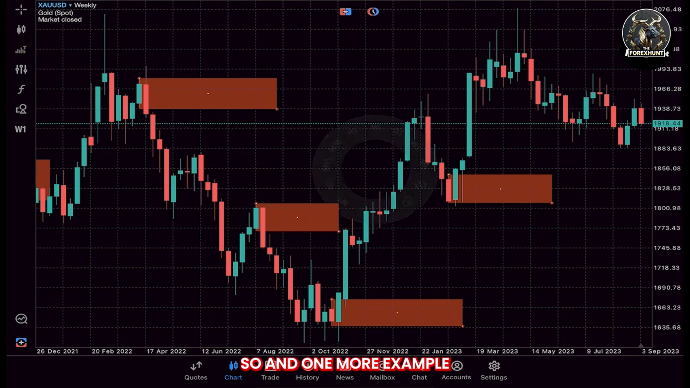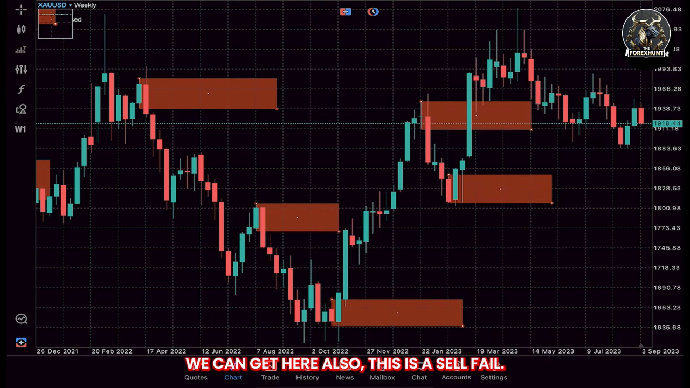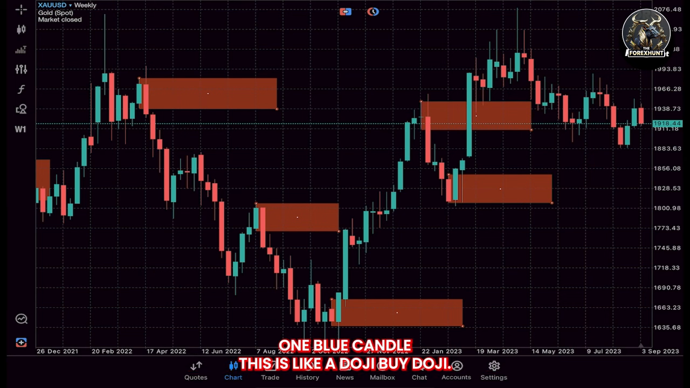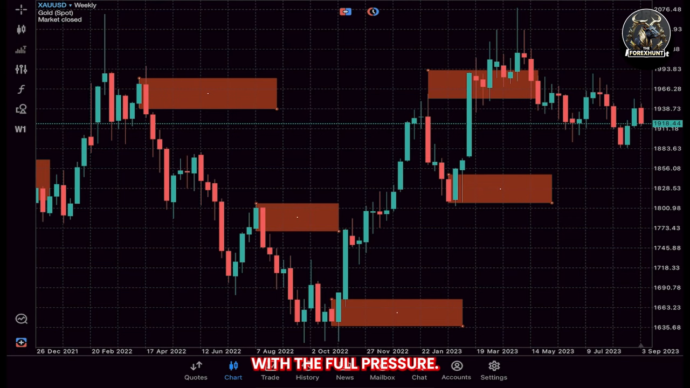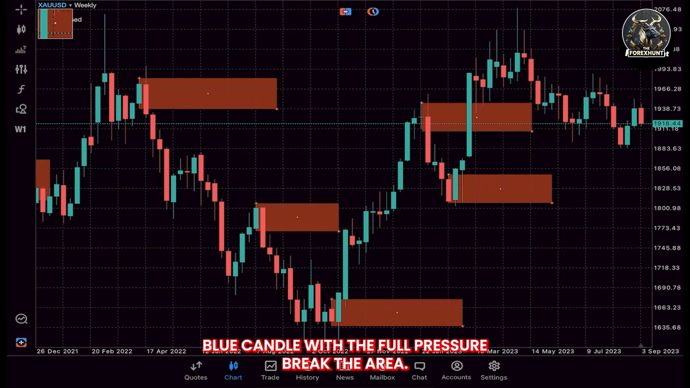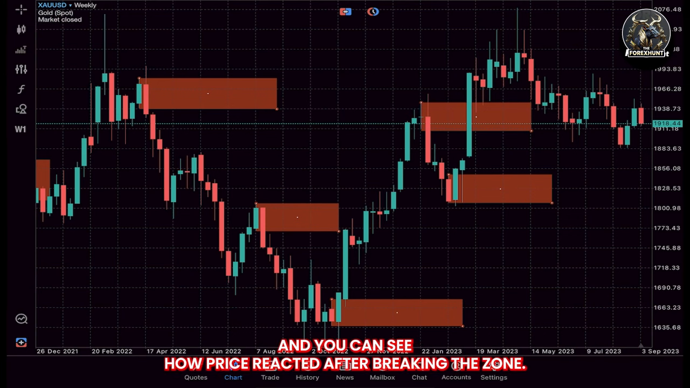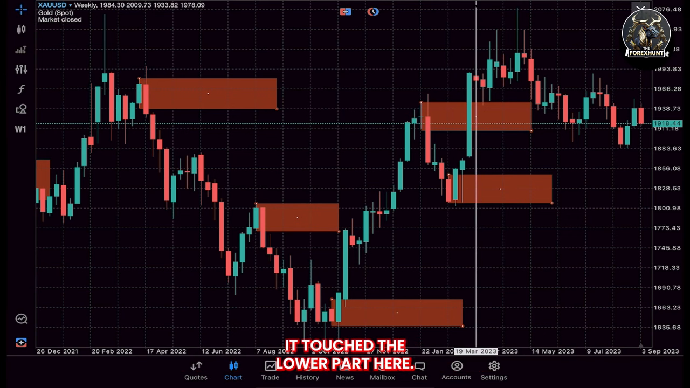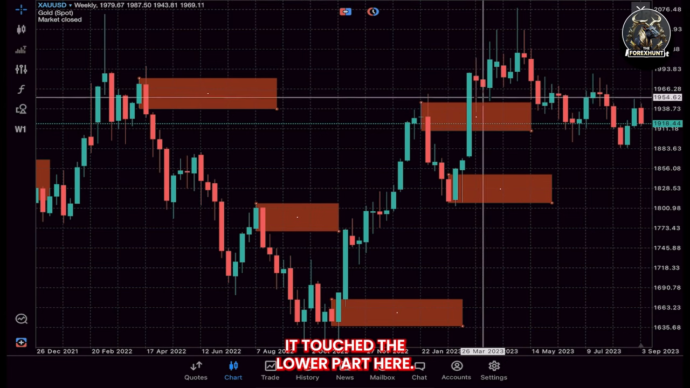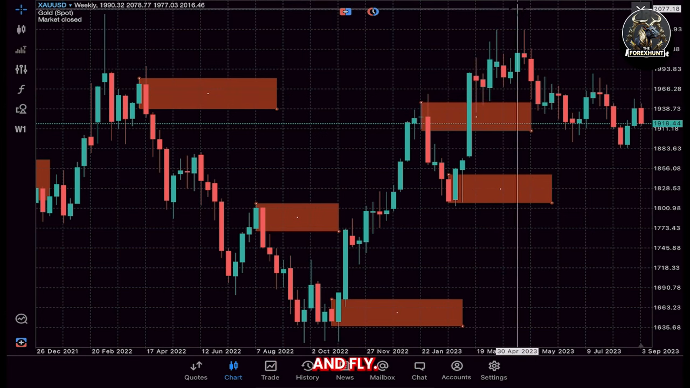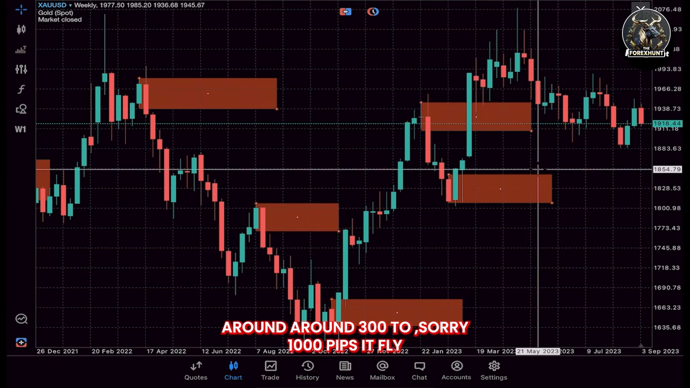And one more example we can get here also. This is a sell fail. One blue candle, like a doji, is engulfed by a red candle that formed an engulfing sell, and the blue candle with full pressure breaks the area, and you can see how price reacted after breaking the zone. It touched the lower part here and flew around 1000 pips.